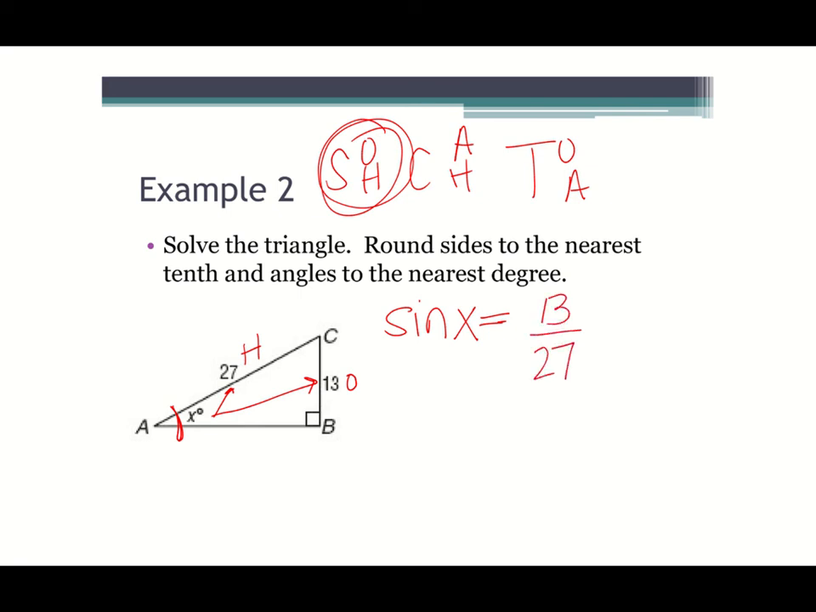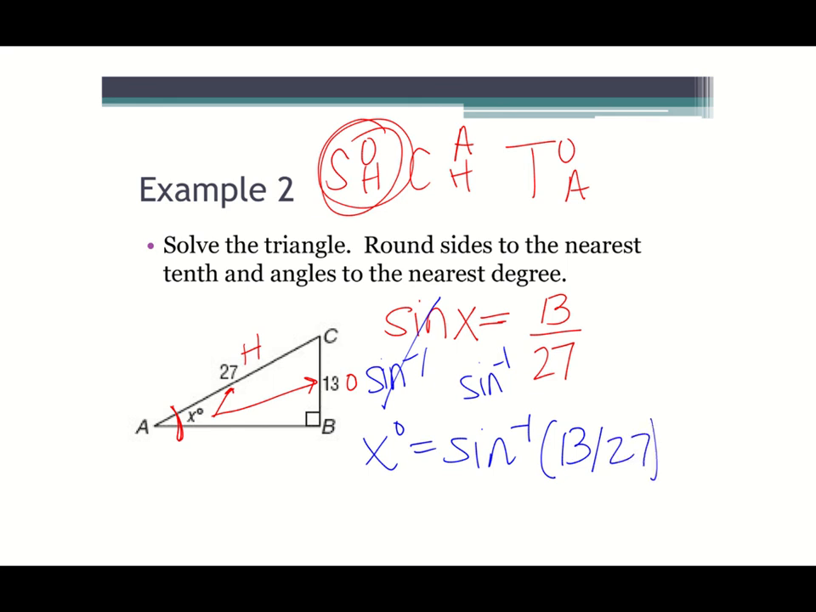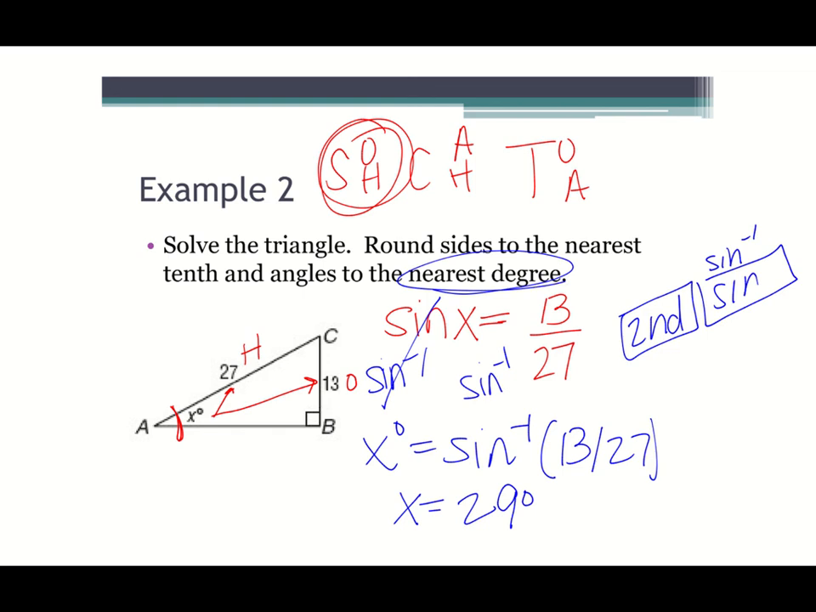So now we just have to go through and solve this. Well, we got to get rid of sine. So how do we get rid of sine? We do the inverse. Those cancel. Then we do the inverse over here. So to figure out what x is, we take the inverse of sine of 13 over 27. So on our calculator, we hit second sine, because right above that it's the inverse. So that's going to give us the inverse of sine. Type in 13 divided by 27, and we get x is equal to 29 degrees, because we're looking to go to the nearest degree.